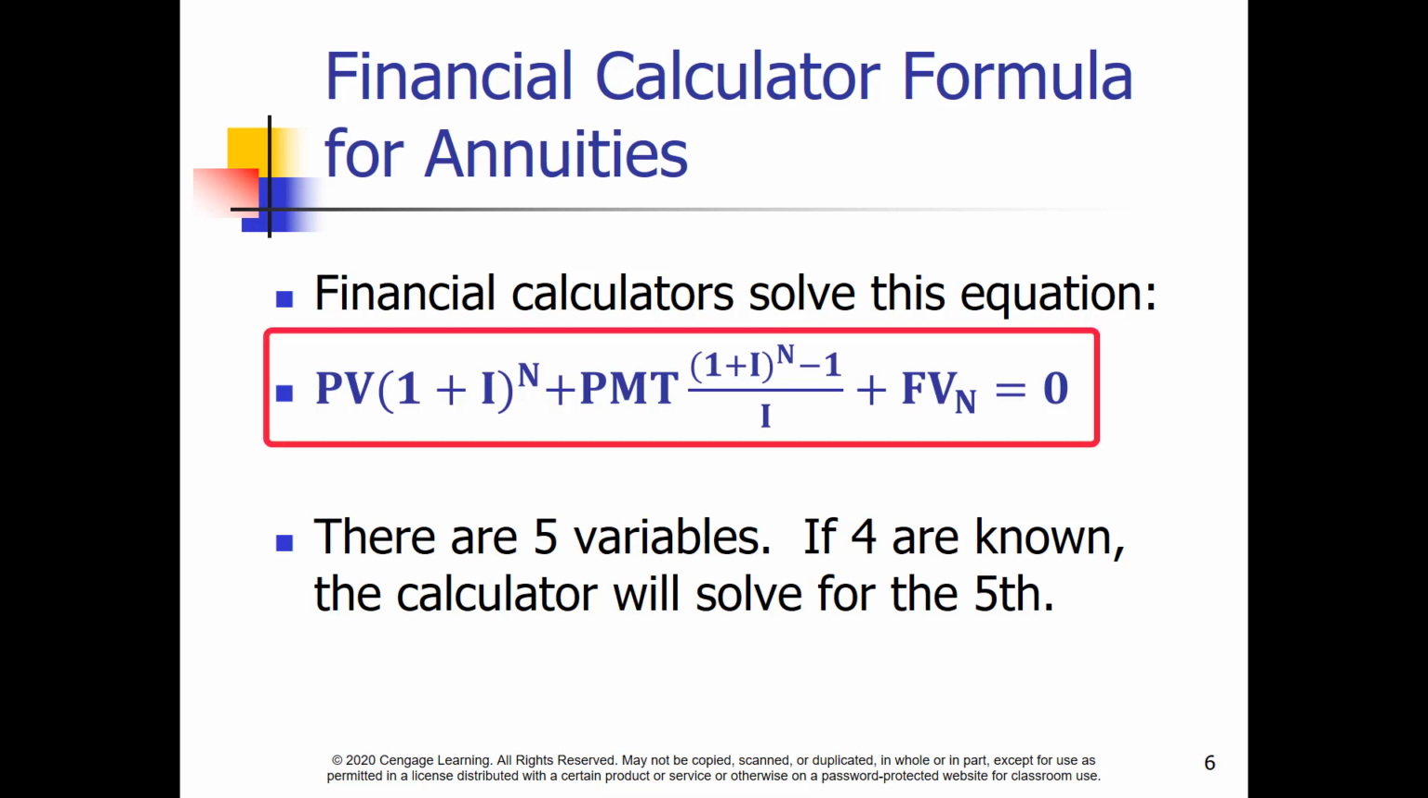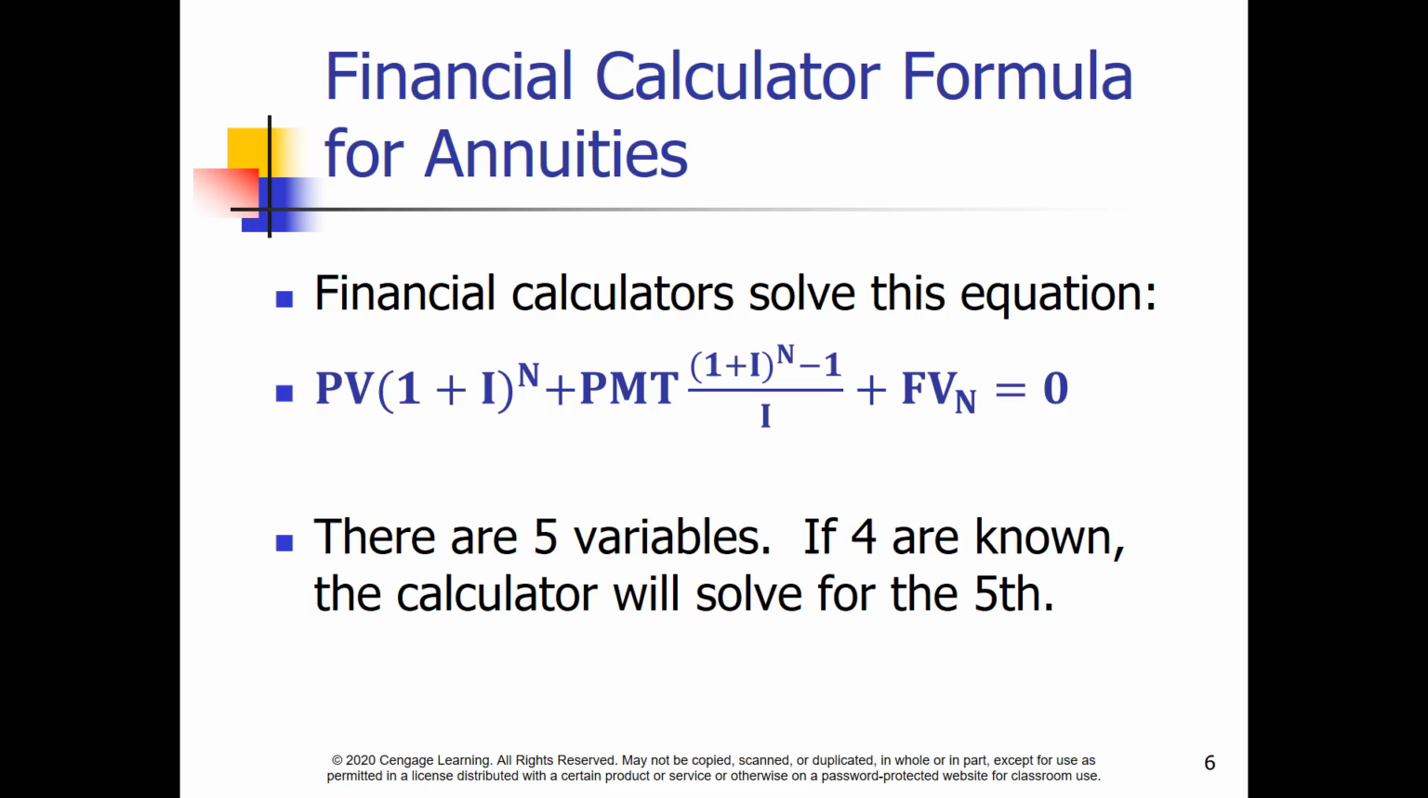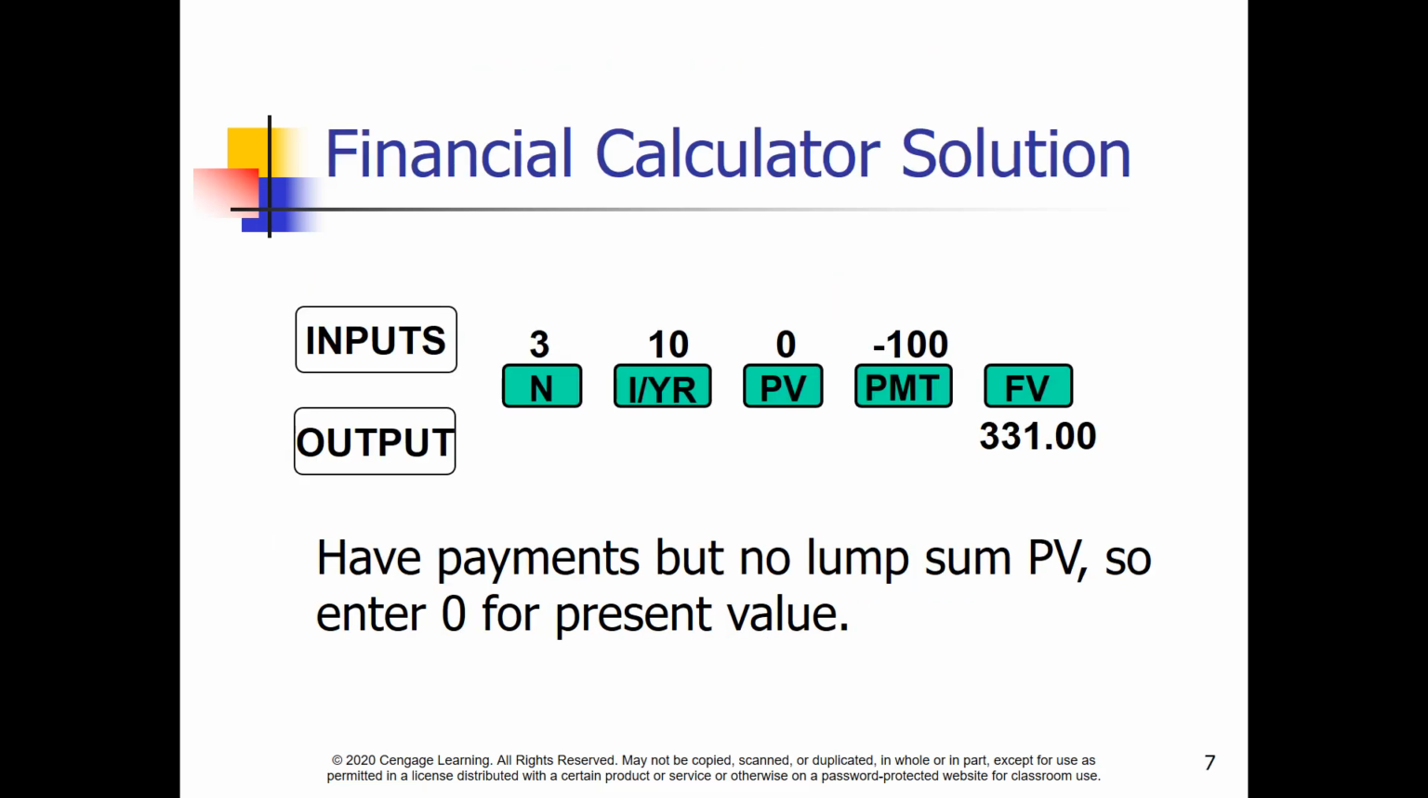Your calculator solves the equation shown on this slide. We're using the TVM keys, but now adding the payment key. 5 variables, enter any 4, and solve for the 5th. Here is our 3-year $100 annuity solved for the future value. Note that the $100 is entered as a negative to indicate that you're depositing the money in an account that is earning 10% a year.